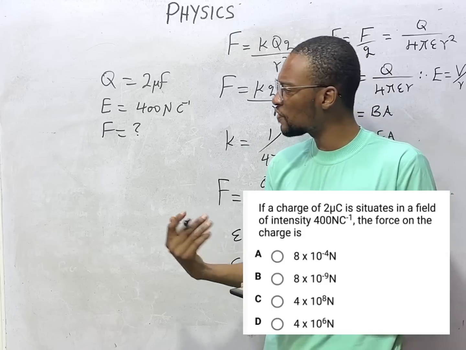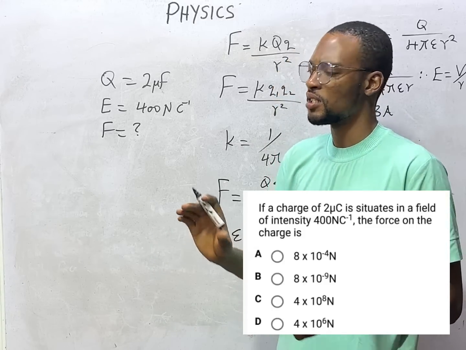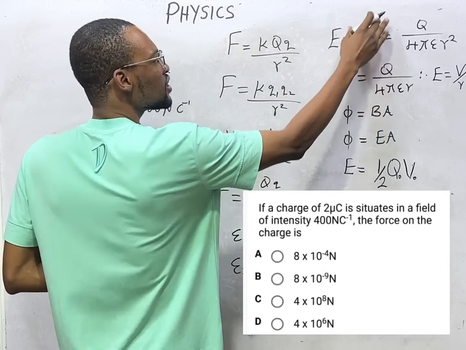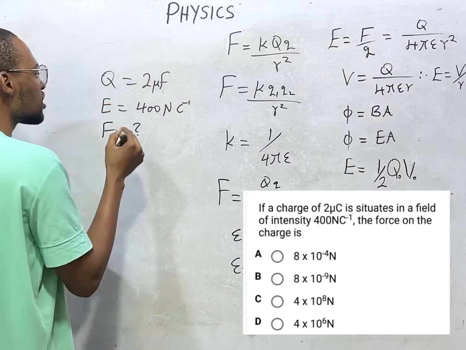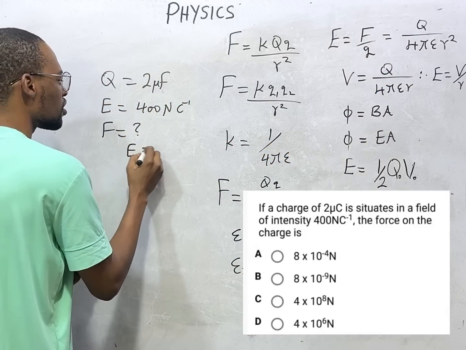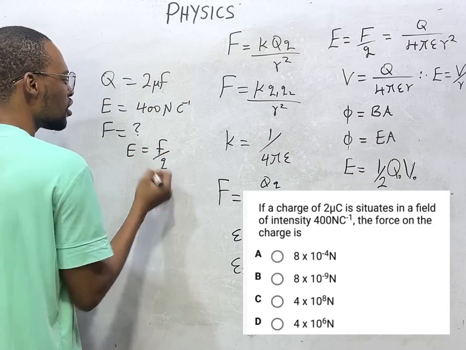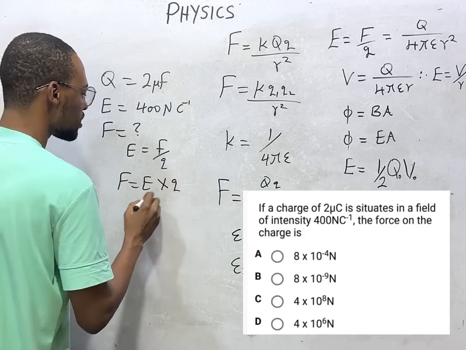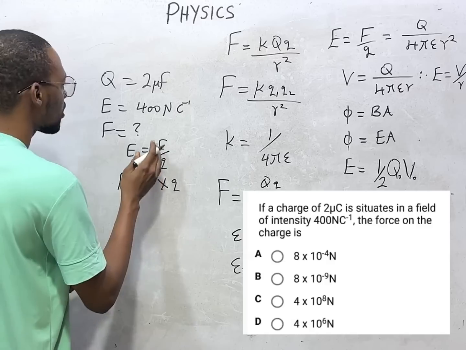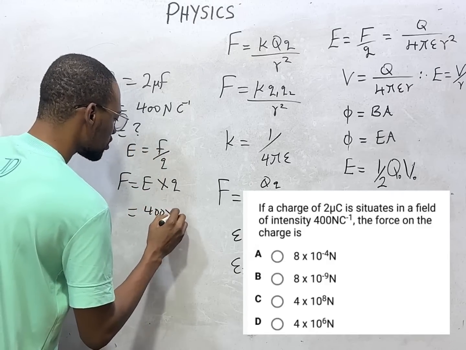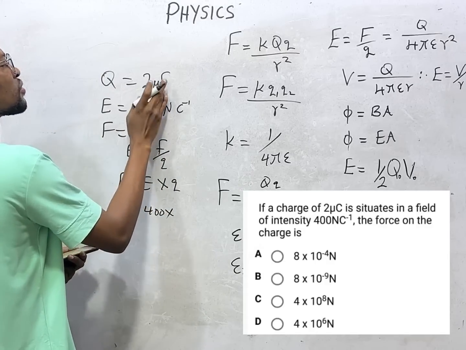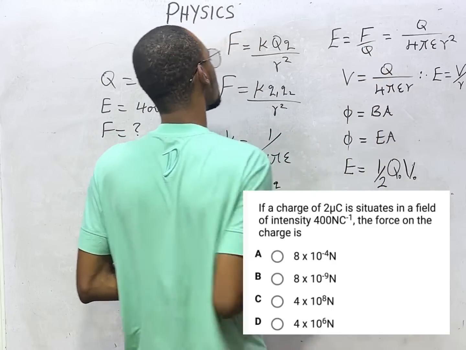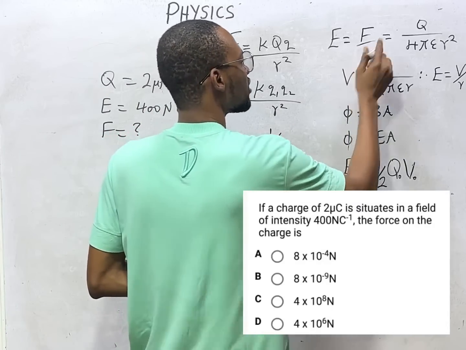Which formula connects force, electric field intensity, and charge? From here, electric field intensity is force per unit charge. So E is force over charge, which means force will be electric field intensity times charge, and that will be electric field intensity, 400, times charge, 2 microcoulomb. You can take it to be Q if you are not comfortable with this, or anything you like. So charge is charge.